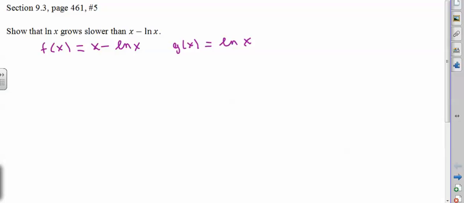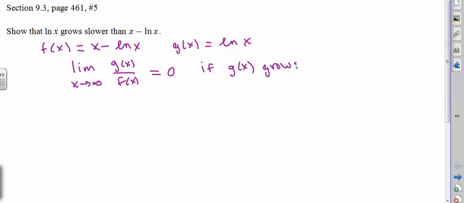So we learned earlier that if g of x grows slower than f of x, then the limit as x goes to infinity of g of x over f of x is going to be equal to 0. So let's substitute our functions into this limit and see what kind of an answer we get.